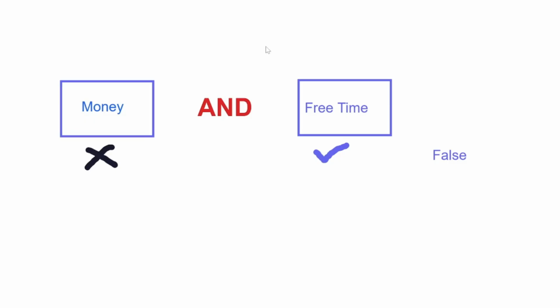And let's say if I have money but I don't have free time, still I will not be able to go for a movie and hence the result will be false. And lastly, if I don't have money and I don't have free time also, then also I will not be able to go for a movie. So, the and condition is true only when both of the conditions are true. If any one of them is false, the end result will be false.